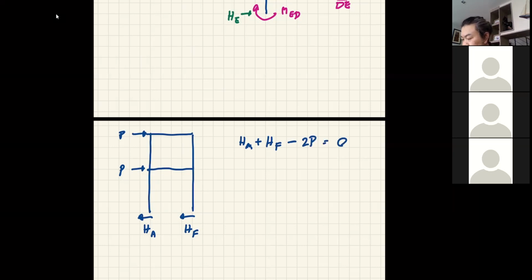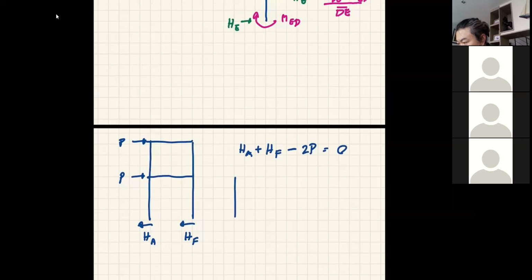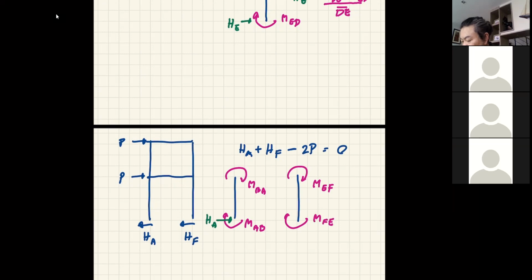Okay, and in similar fashion, we go to the free body diagram of member AB, and you see that you now have MAB, MBA, but then again, this clockwise will give you the HA in that direction. You need to manage that. And this is member EF, where you have MEF and MFE, which will give you again the HF in that direction.